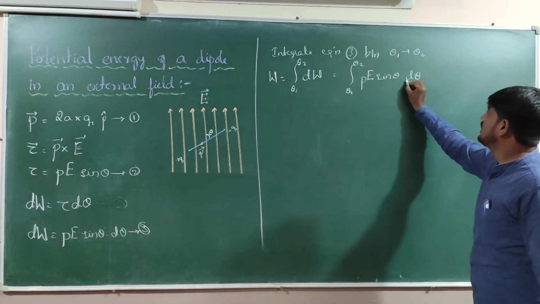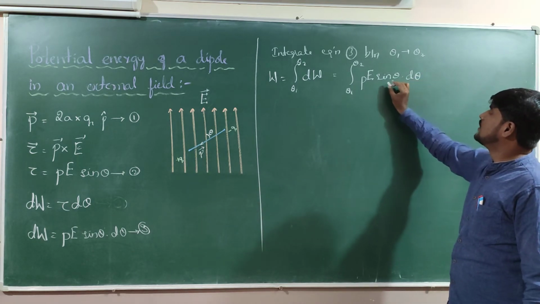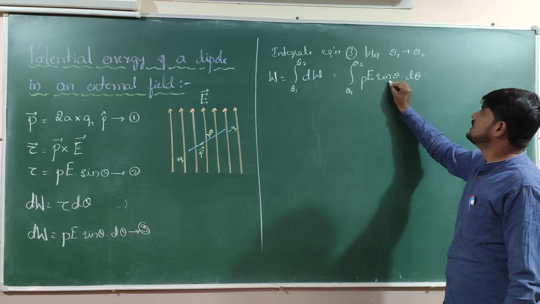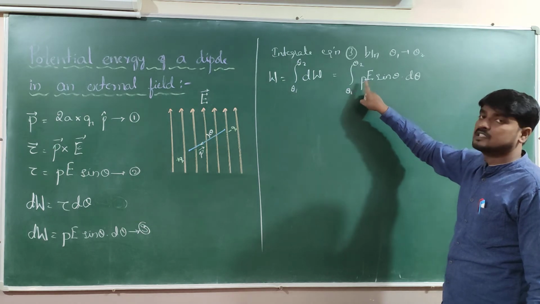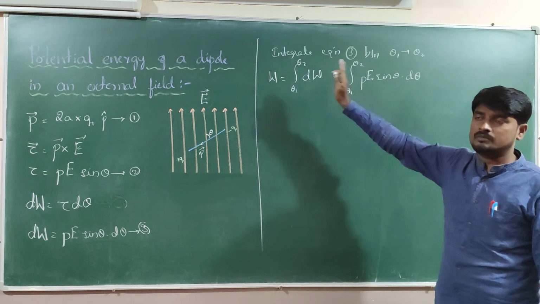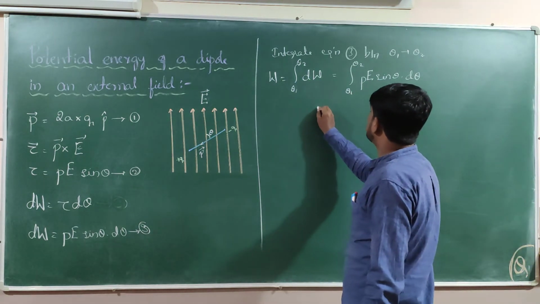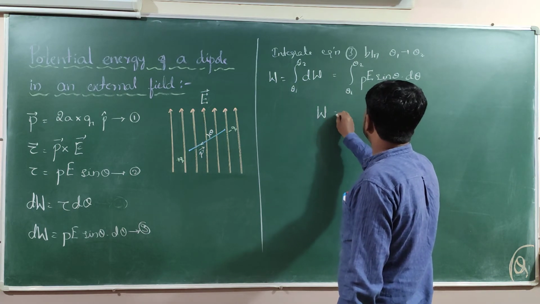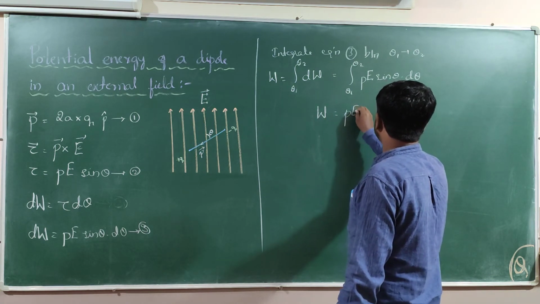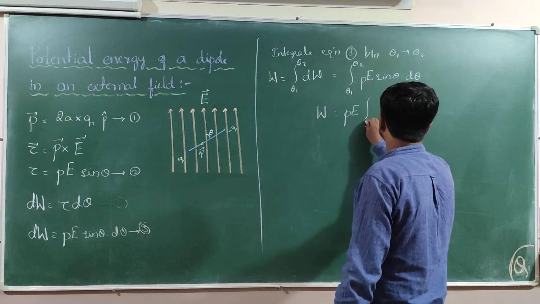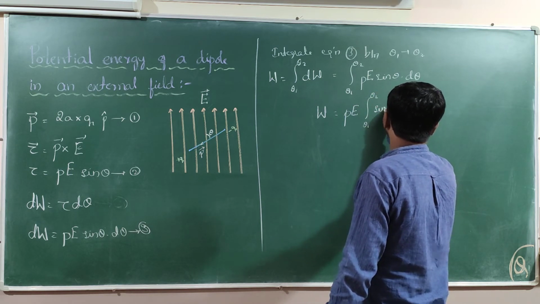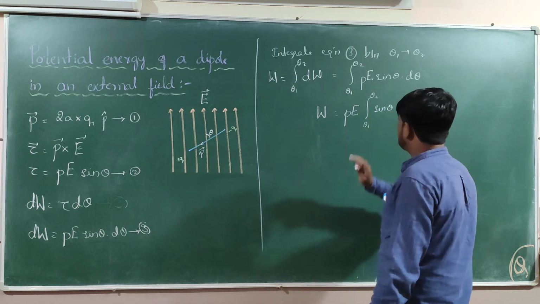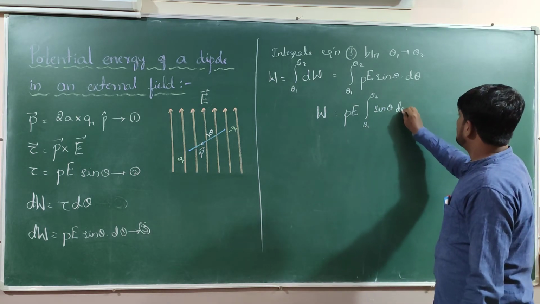What is the variable here? D theta is the variable. Only sin theta is associated with the variable, which means we have to retain sin theta inside the integration term. P and E are constant terms, so take them outside. So W is equal to P into E, between the limits theta 1 to theta 2, of sin theta d theta.